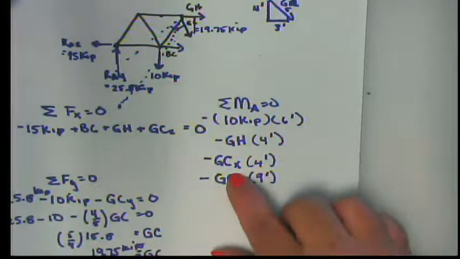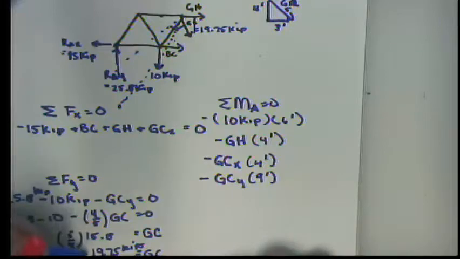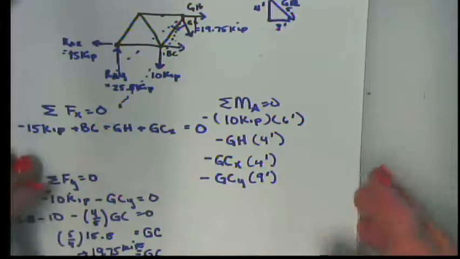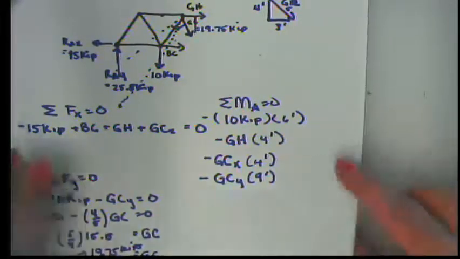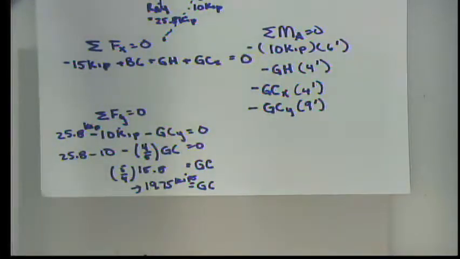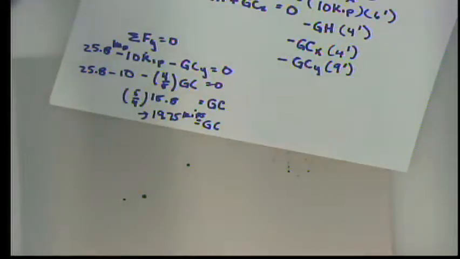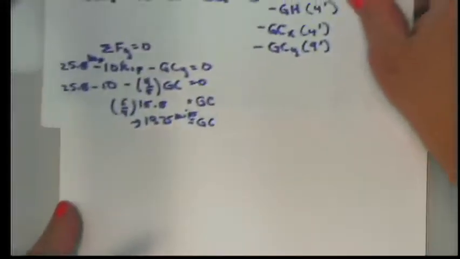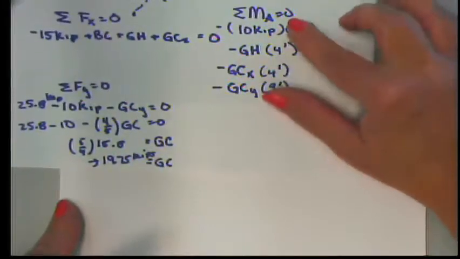Okay, we know the value of G sub C, don't we? 19.75 pounds. So let's go ahead and do our work here. Let me get another piece of white paper. Ugh, you're not white. You're gray. Here we go. So I'm just going to write that moment equation out in a single line.